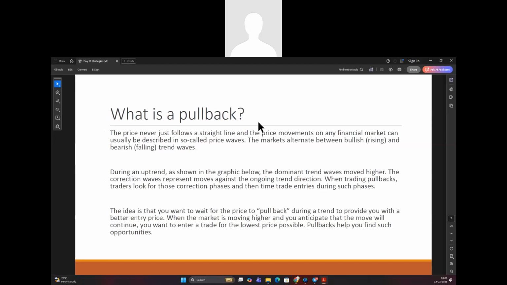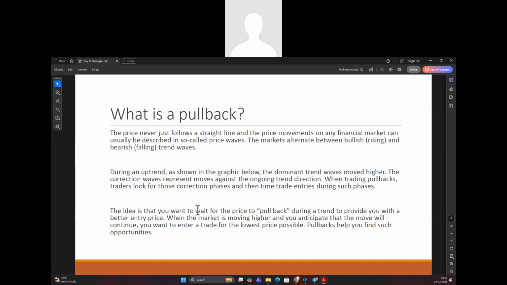So next comes, what is a pullback. The price never just follows a straight line, and the price movements on any financial market can usually be described in so-called price waves. The market alternates between bullish rising and bearish falling trend waves. During an uptrend, as shown in the graphic below, the dominant trend waves move higher. The correction waves represent moves against the ongoing trend direction. When trading pullbacks, traders look for those correction phases and then time trade entries during such phases.